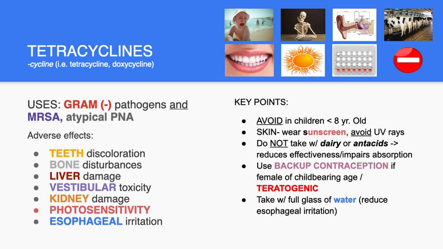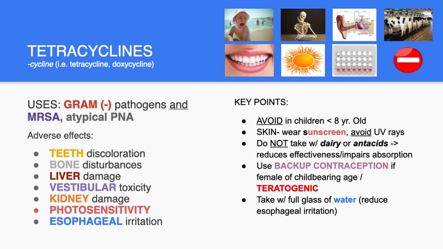So the first medication that I'm going to start with that is in that bacteriostatic antibiotic class is tetracyclines. These ones are a little bit easier to remember because they end in cycline. So we have tetracycline and doxycycline being the primary ones that we need to recall in this class. Uses for tetracyclines include treating gram-negative pathogens as well as MRSA and atypical pneumonia.